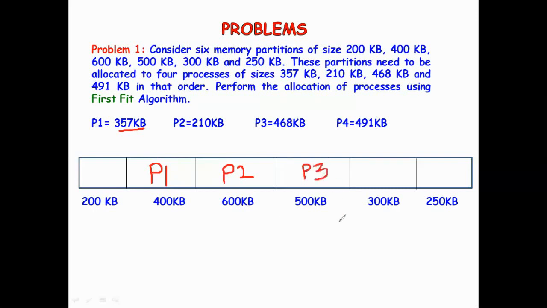Then P4. P4 needs 491 KB. Among the empty partitions, 200 KB will be scanned, then 300 KB and finally 250 KB will be scanned. These partitions are not sufficient to hold P4, so P4 cannot be allocated a memory partition. So this is how the processes are allocated memory partitions using first fit algorithm.